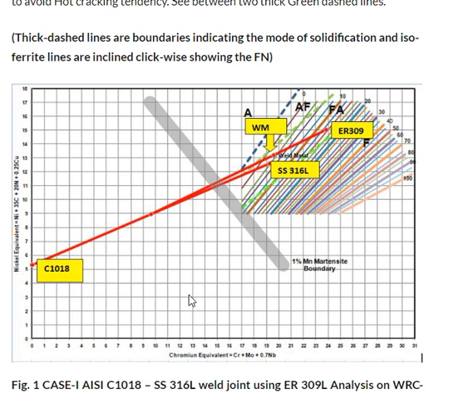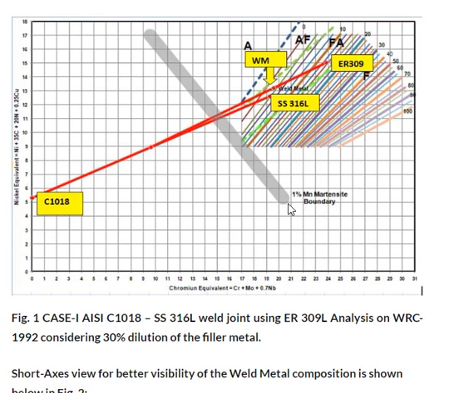So on this nickel, chromium, iron and sometimes molybdenum diagram, we will try to put the chromium equivalent and nickel equivalent values of the AISI 1018 carbon steel, the SS316L composition, and the standard ER309L welding consumable filler metal. Now considering some portion of dilution, this is case 1. So case 1 is considering a dilution of 30 percent of base metal dilution.